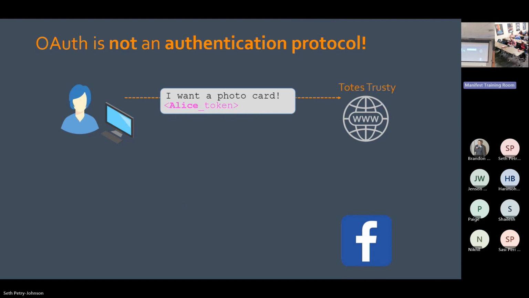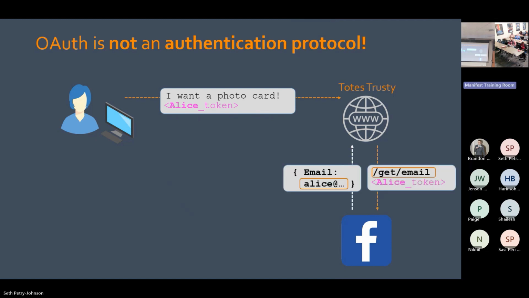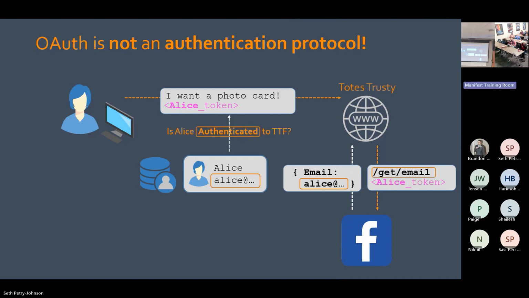All right, you say, but what if the token allowed us to call an API that gave us identity information? What if we could call a Facebook API with that token and it gave us back Alice's email address? So that happens. TTF checks the database. They say, yep, we have Alice in our database. Let's go ahead and log her in. Is Alice authenticated to TTF in that scenario? And again, the answer is no, because access tokens don't support audience restriction.